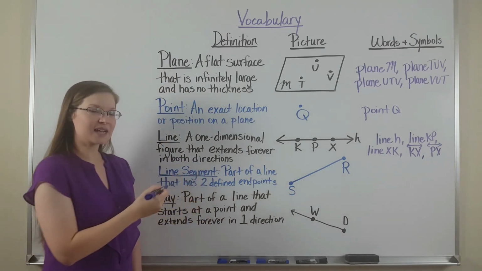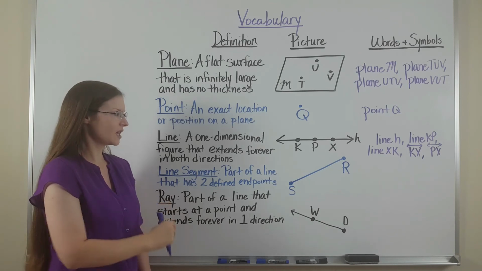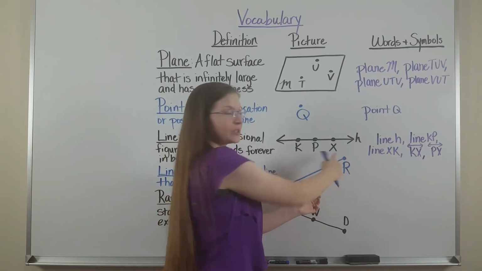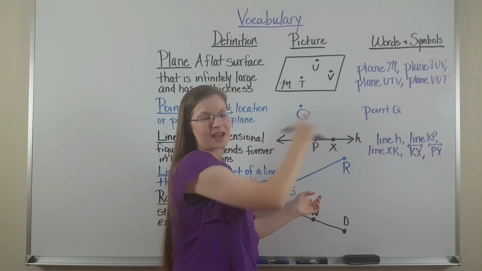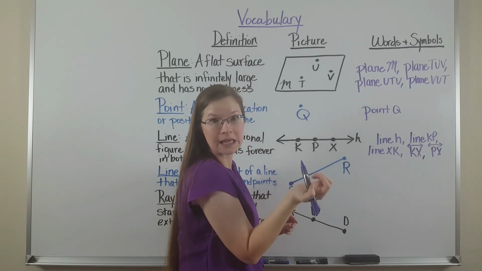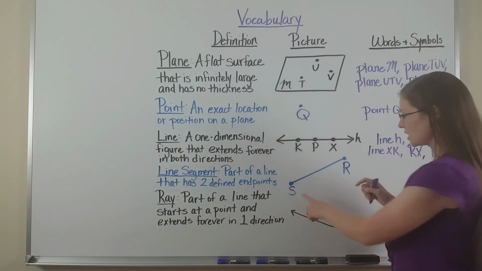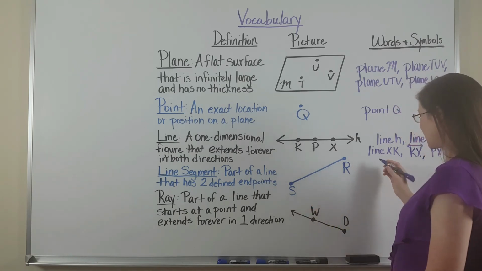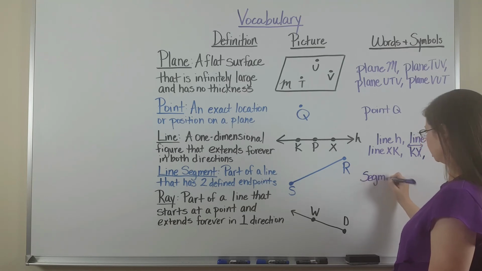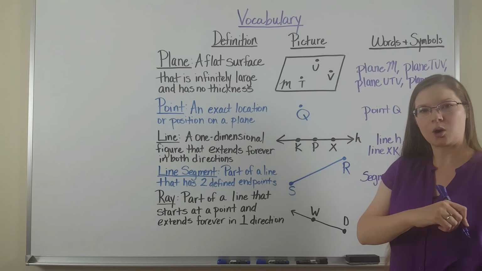A line segment is just a piece of a line. It's part of a line that has 2 endpoints. So it's just part of a line. It's not the whole line. And notice that the line segment does not have arrows on it because it stops at its endpoints, the points on the end. Okay, so we could name it using the 2 endpoints. We would name this segment SR or segment RS.